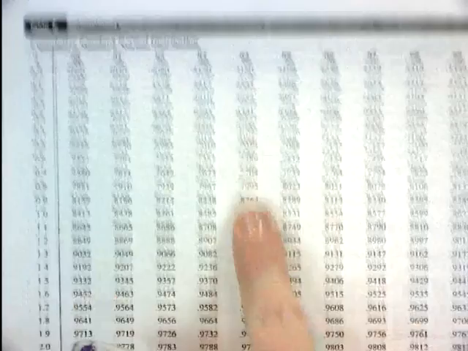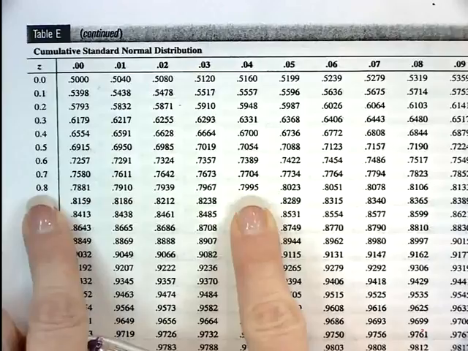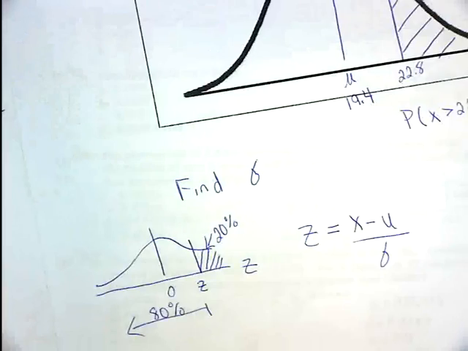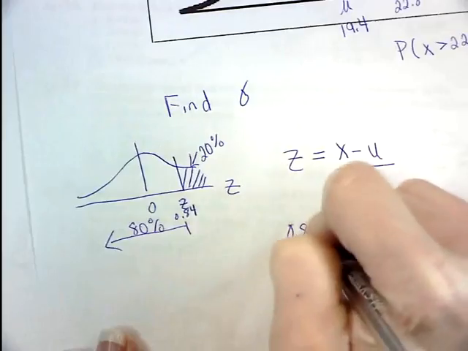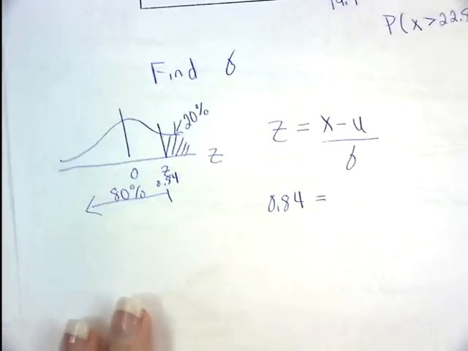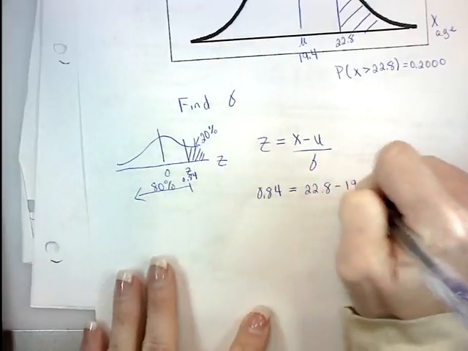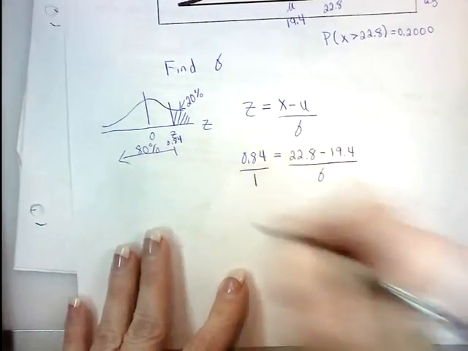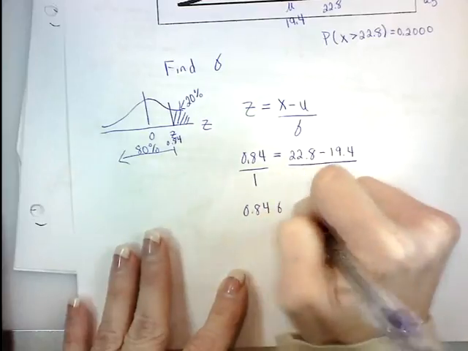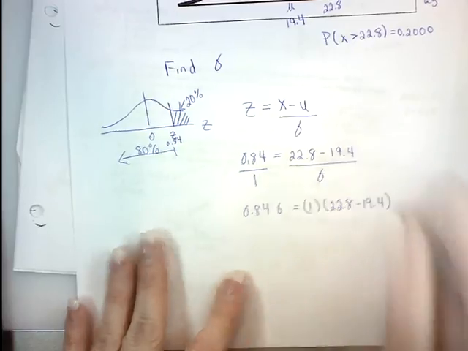When you work your way out to 0.8 and up to 0.04, the z-score that cuts off the upper 20% is 0.84. So I'm going to write that down: 0.84 is equal to 22.8 minus 19.4 divided by sigma. We would cross multiply, and we have 0.84 times sigma equals 1 times 22.8 minus 19.4.